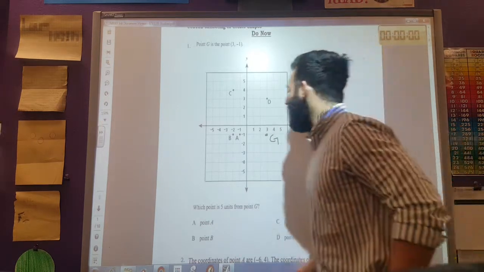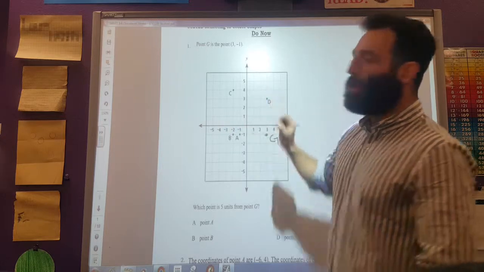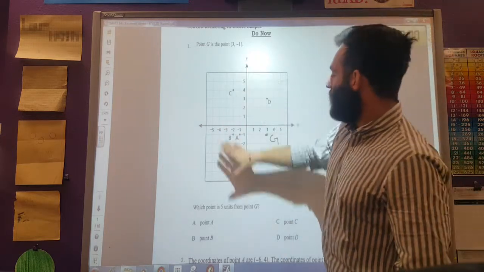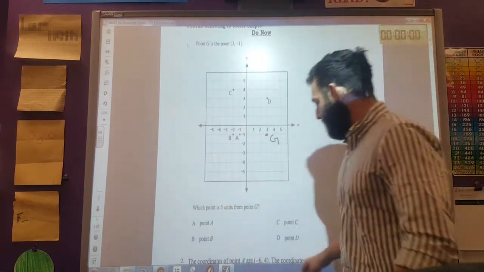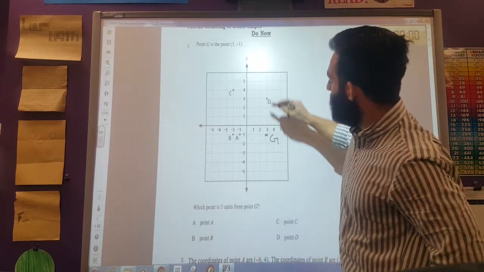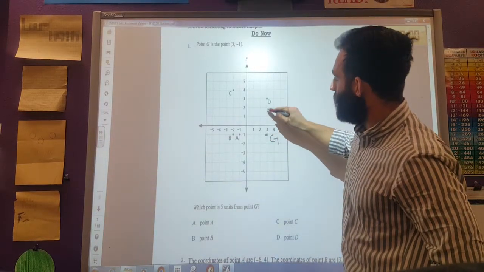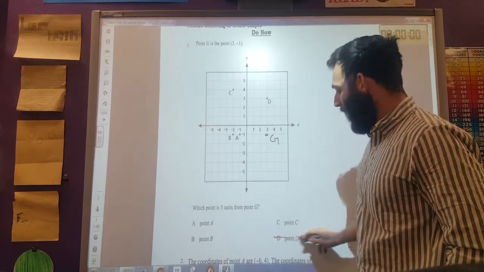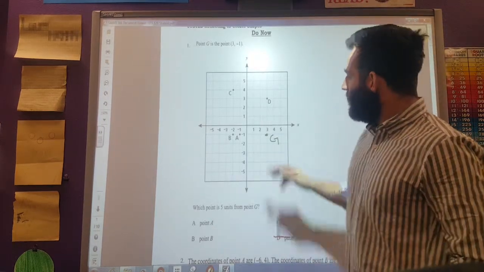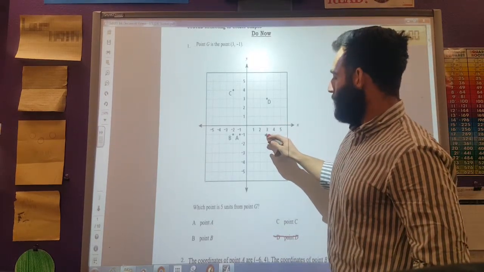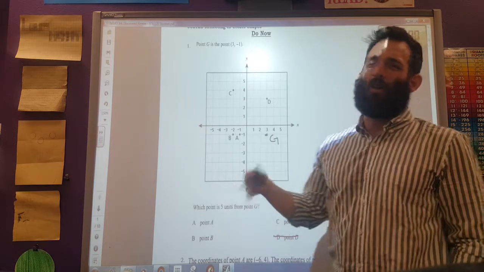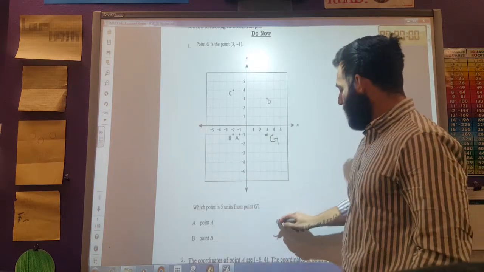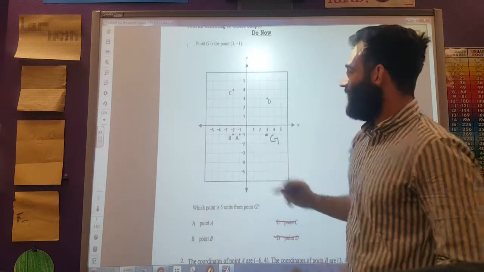G. Now I see that there could be a few options for which point is 5 units away from point G. So I'm going to count from G to D. I can see that it's 1, 2, 3, 4. I'm looking for 5, so I know it's not D. C would be way too far away, and that's diagonal, and we haven't gone over diagonal yet, so that is not possible there, 5 units.